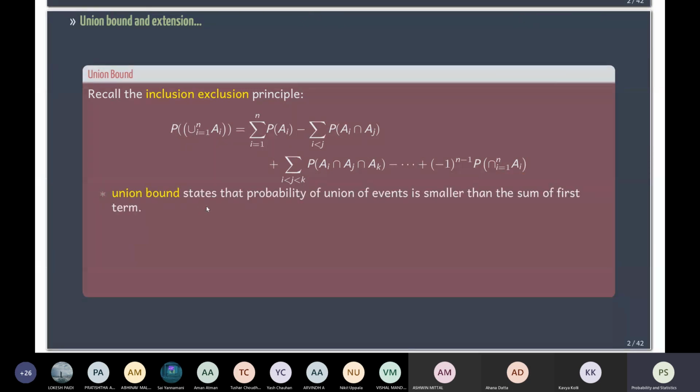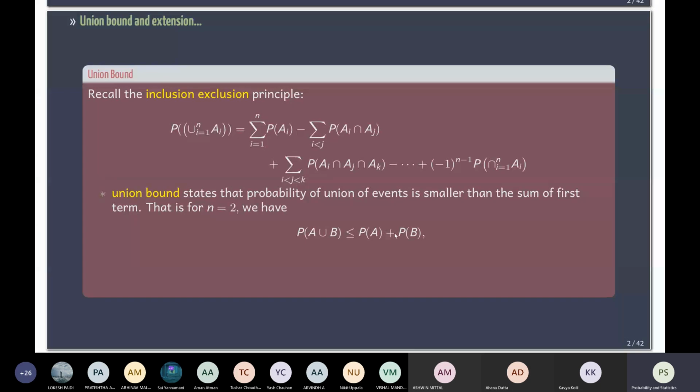So what does the union bound state? The union bound states that the probability of the union of events is smaller than or equal to the sum, the first term. So the probability of the union of the events is smaller than the first term. For n equals 2, we have this. This fact is rather obvious.